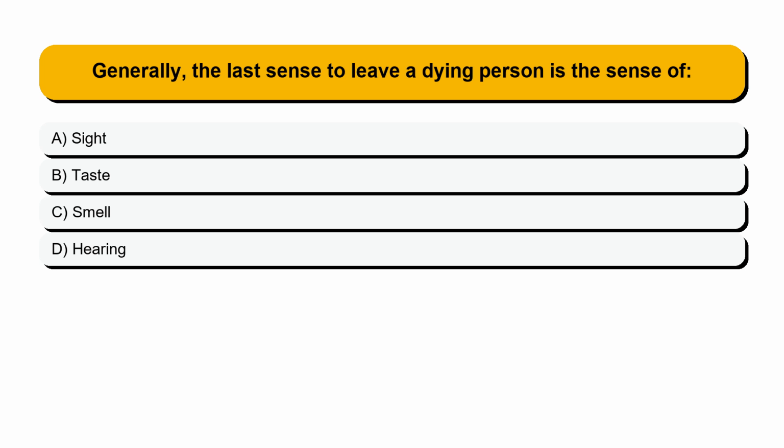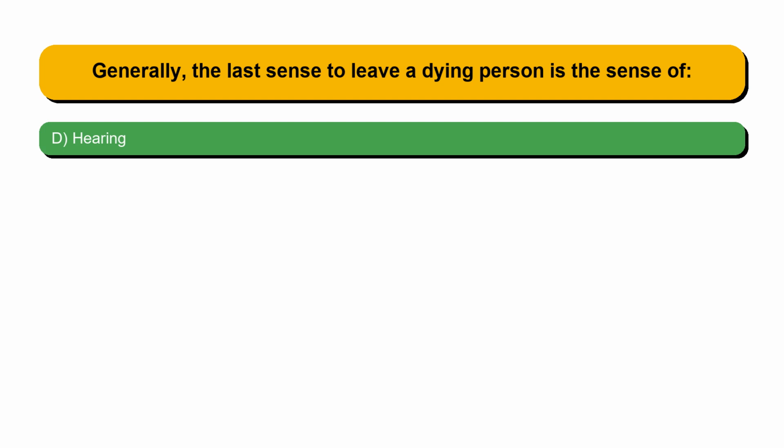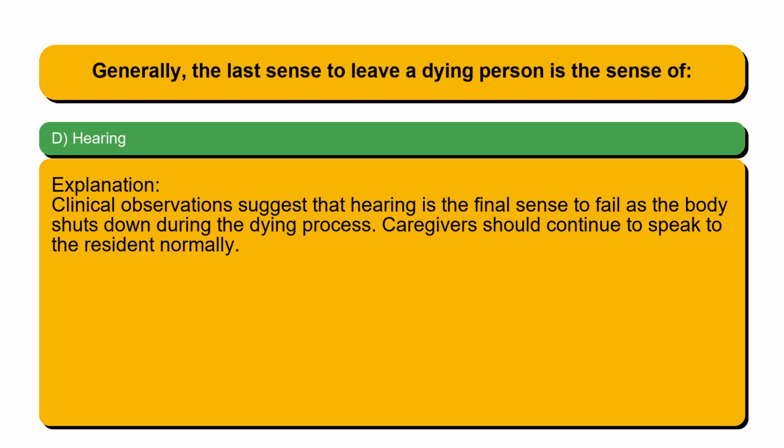Question 6. Generally, the last sense to leave a dying person is the sense of Option A. Sight. Option B. Taste. Option C. Smell. Option D. Hearing. The correct answer is option D. Hearing. Clinical observations suggest that hearing is the final sense to fail as the body shuts down during the dying process. Caregivers should continue to speak to the resident normally.